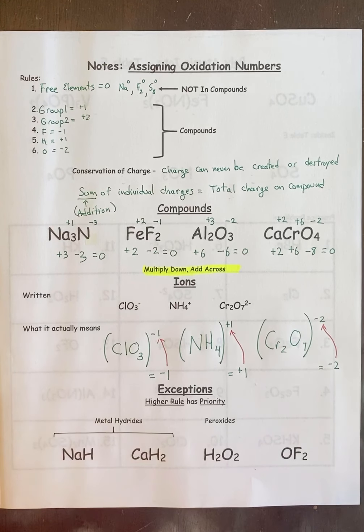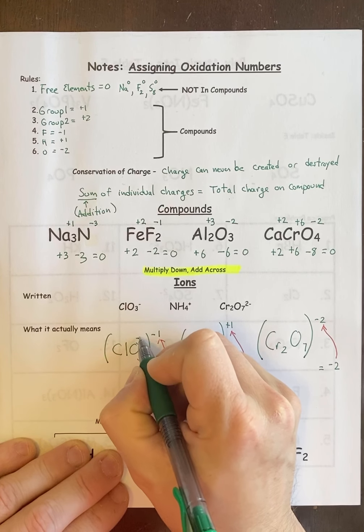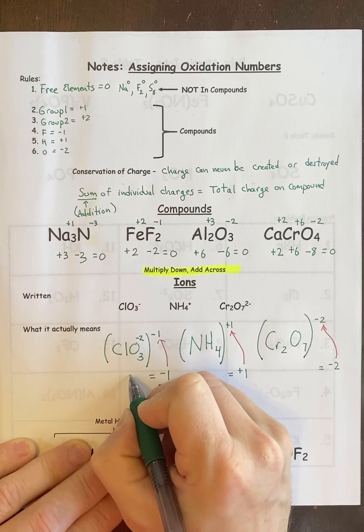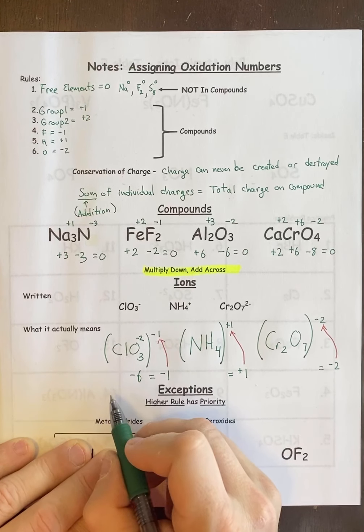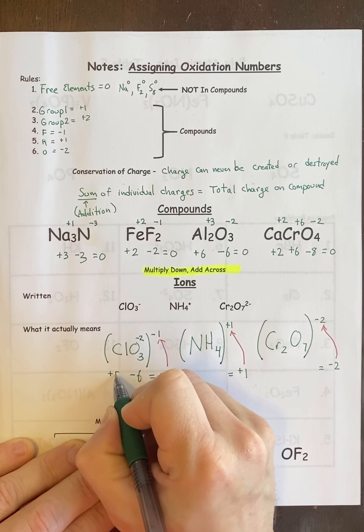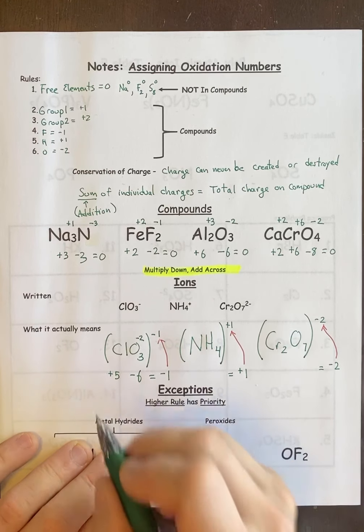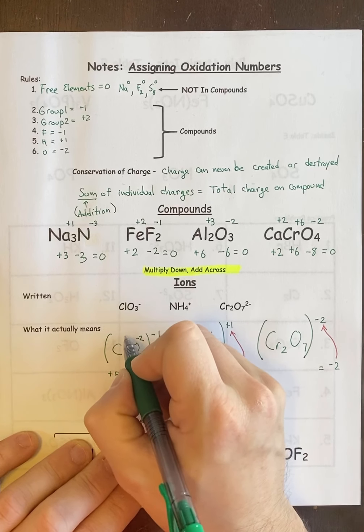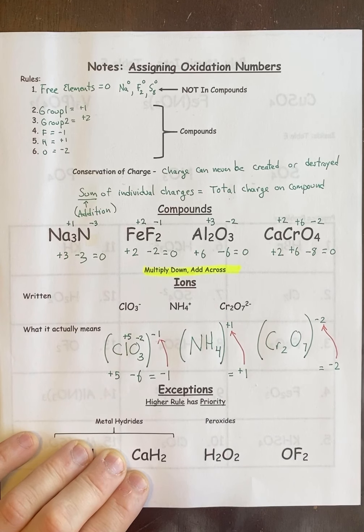Then I do the problem the exact same way, except I'm just not going for 0 as my end result. So oxygen is -2. There's 6 of them. I get -6. So mathematically, this has to be 5 minus 6 equals -1. I always like to put the pluses in, so +5. There's only one chlorine. It gives me the whole +5.